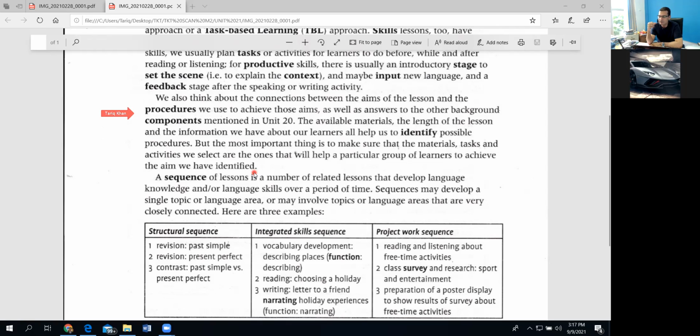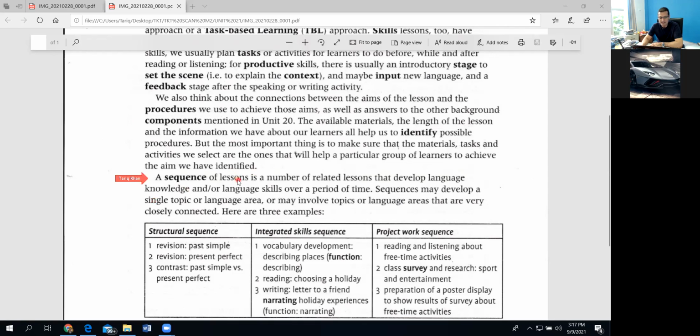So in the second paragraph, what we discussed is that when we are laying down the procedure for a lesson plan, we have to check the material available, the length of time, and what type of students we have. Right. Now coming towards the sequence.